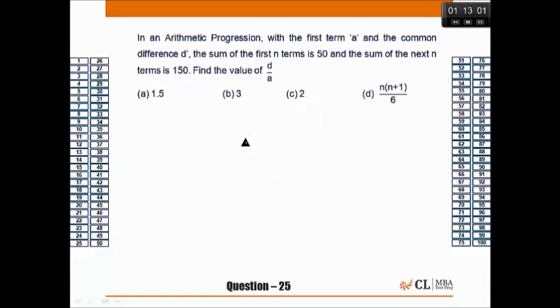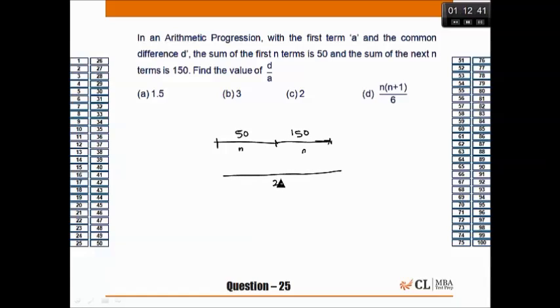24 I'm discarding. Okay. In an arithmetic progression with the first term A and common difference d, the sum of the first n terms is 15 and the sum of the next n terms is 150. Okay, I think this is okay. Sum of n terms is 15. Sum of next n terms is 150. So what does that mean?